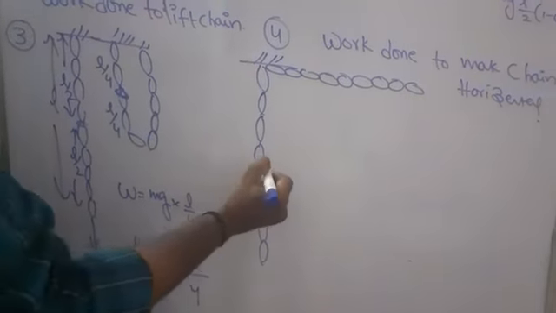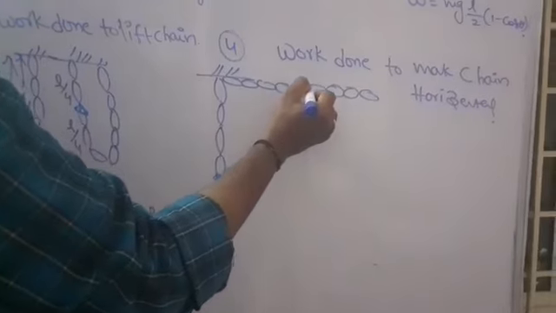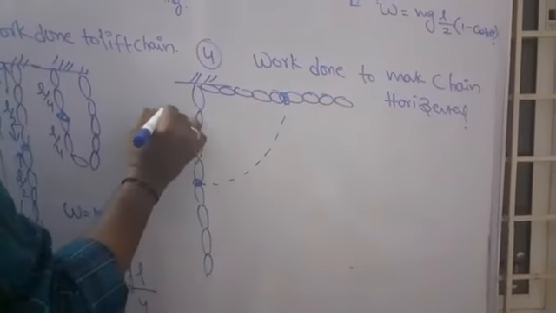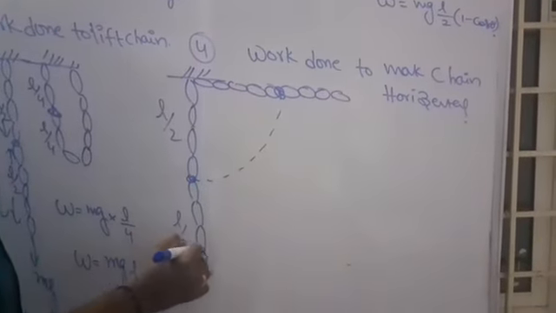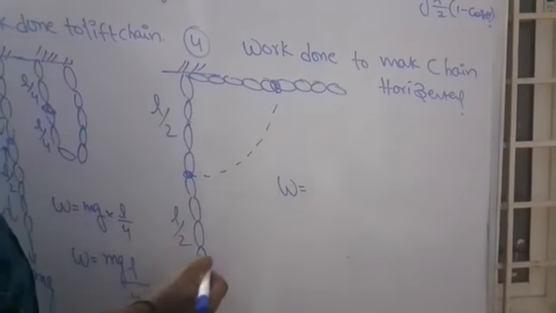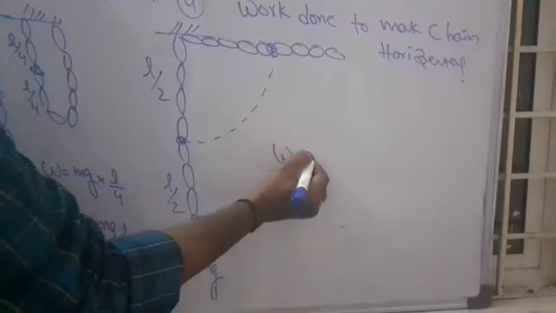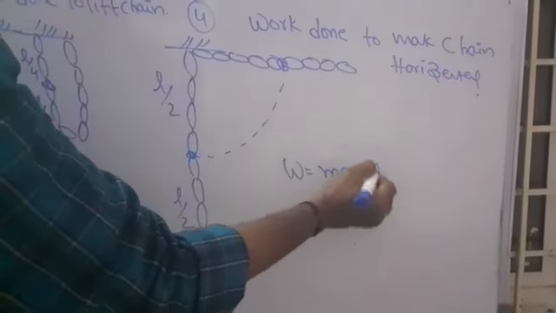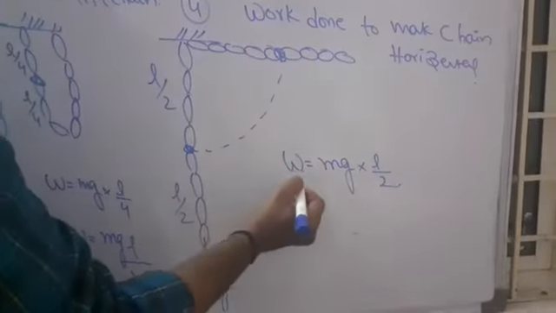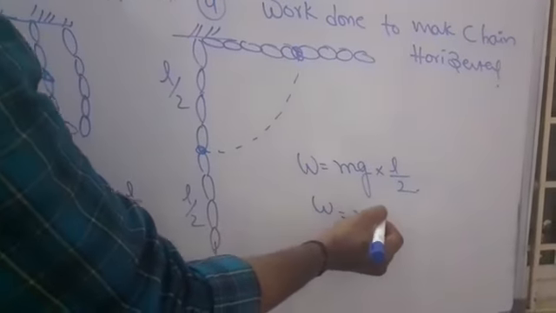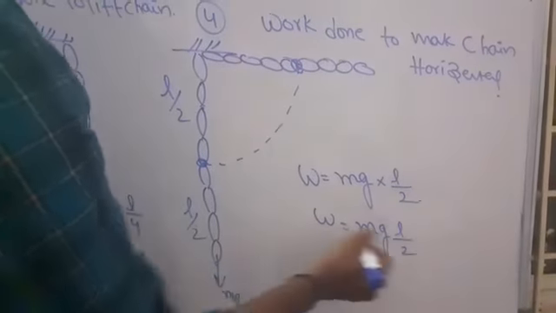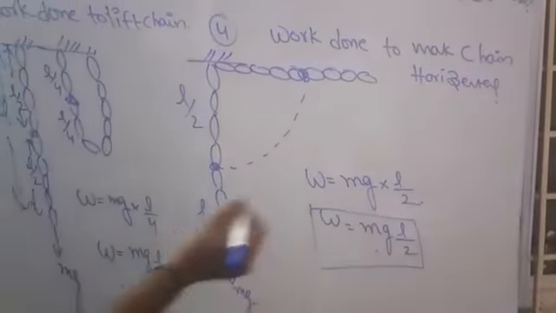Next, the work done to make this chain horizontal. Work done W is equal to weight into shift in center of mass. The weight is mg, and the shift in center of mass is L by 2. Therefore W is equal to mgL by 2. So these are the formulas.